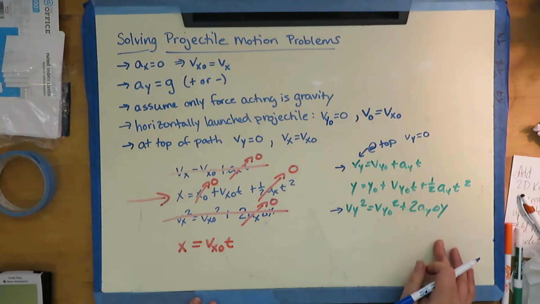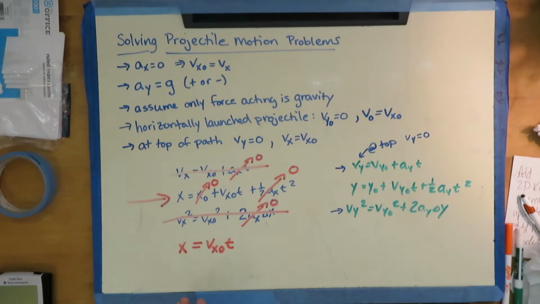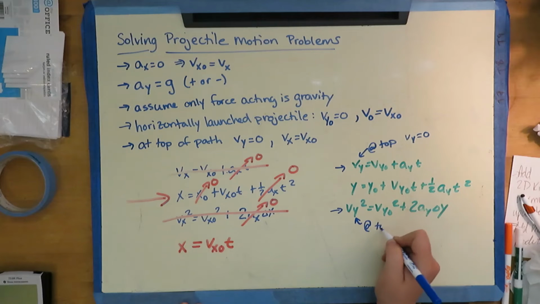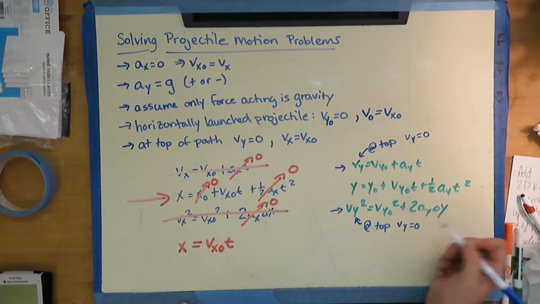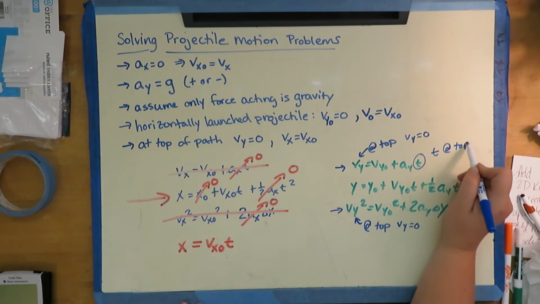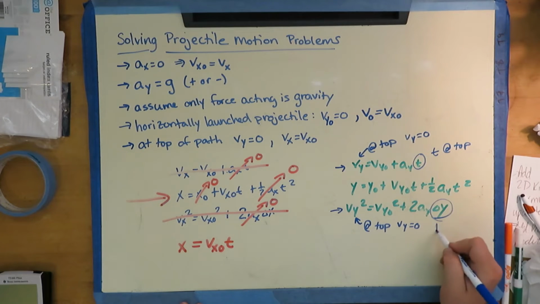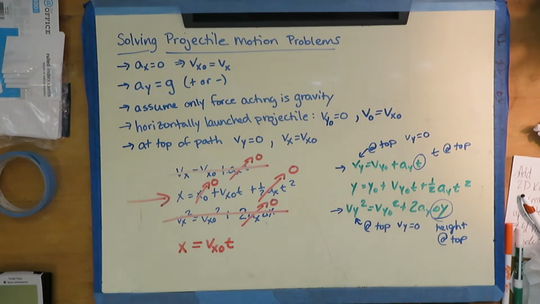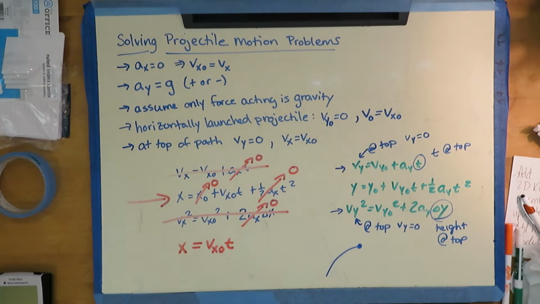The third equation doesn't have time, which is really handy if you don't know time, but a lot of times you have to find time along the way. But it's also really useful at the top because Vy is 0. This one's really used to find the height at the top, given just initial velocity and acceleration. So those two equations are really more useful if you're looking for some sort of problem or you're learning about information at the top of a projectile's path.